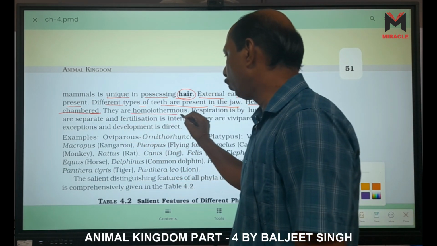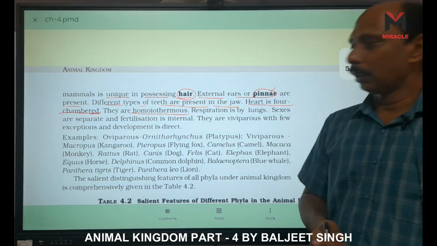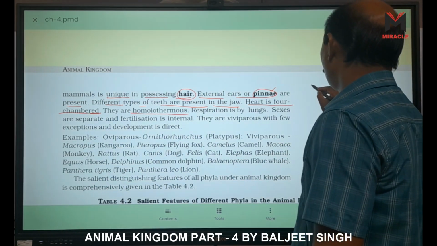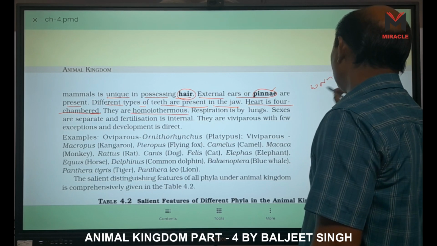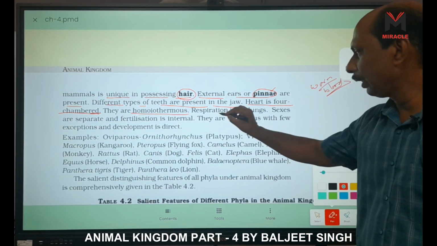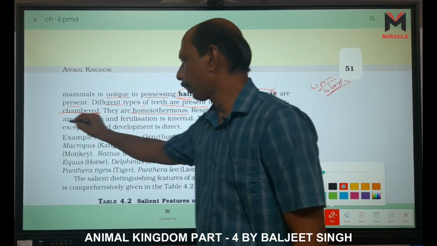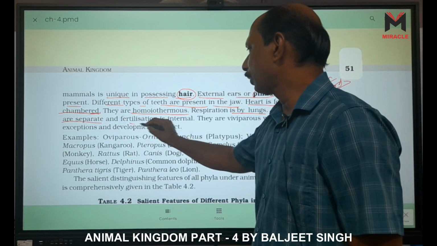They are homeothermous. Homeothermous means constant body temperature. That means they are warm-blooded animals. Respiration is by lungs. Pulmonary respiration is there. Sexes are separate. Male and female are separate. Fertilization is internal.